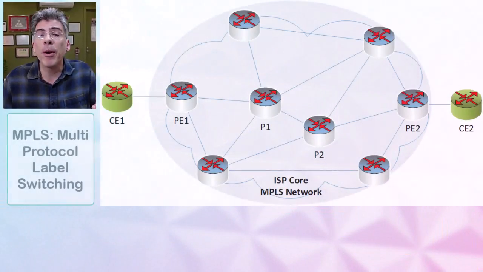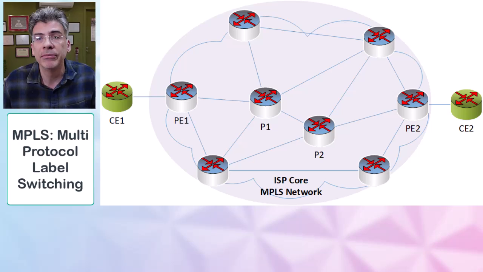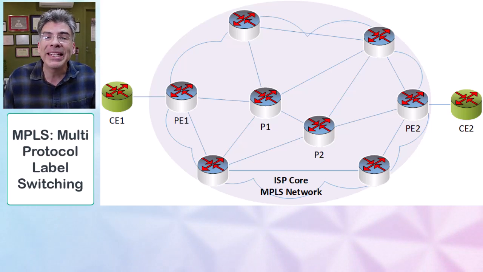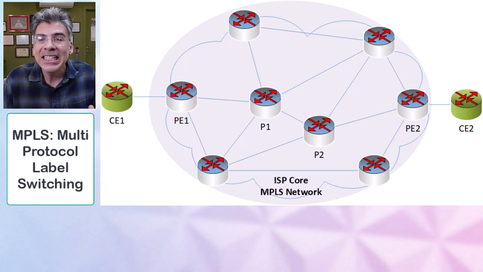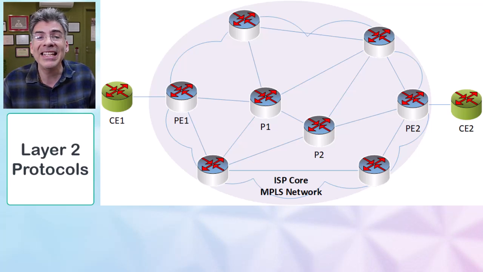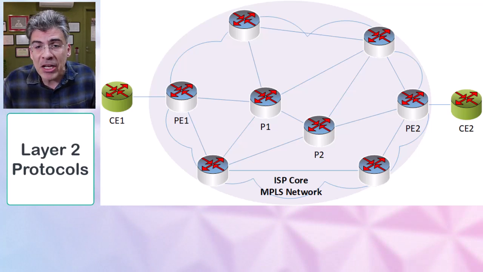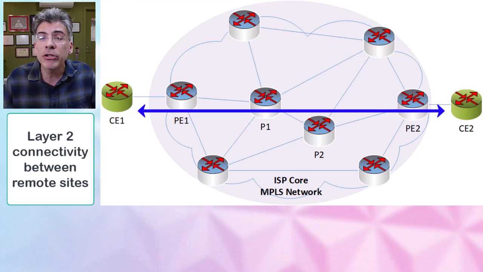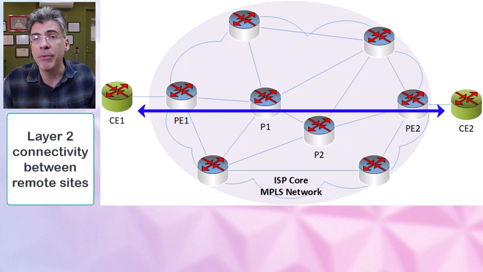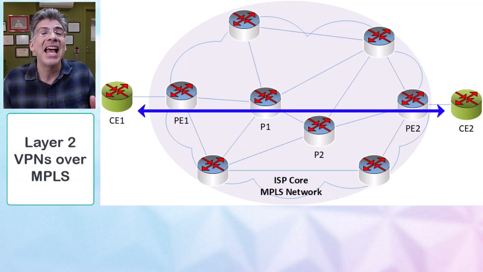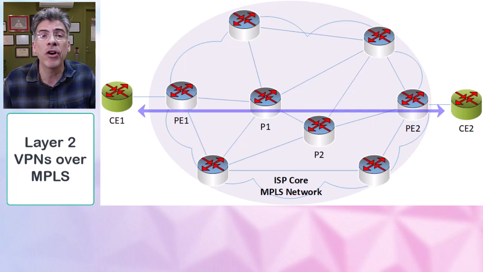MPLS stands for Multi-Protocol Label Switching. The multi-protocol part means that MPLS is able to encapsulate virtually any type of network protocol. This includes Layer 2 protocols. And this is actually quite useful, especially if a customer requires the ISP to deliver Layer 2 connectivity between its remote sites. This capability in general is referred to as Layer 2 VPNs over MPLS.